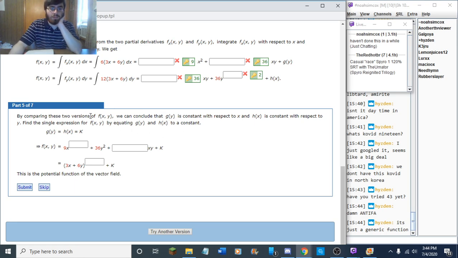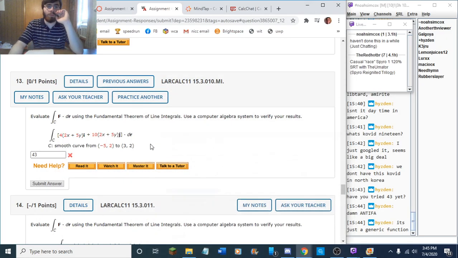They conclude that g of y is a constant with respect to x, and h of x is a constant with respect to y. Find the single expression for f(x,y) by equating those two to a constant. All right, well, I'm gonna do it, but I'm gonna do it for this one with the different numbers because the tutorial has different numbers than the actual question. 13.